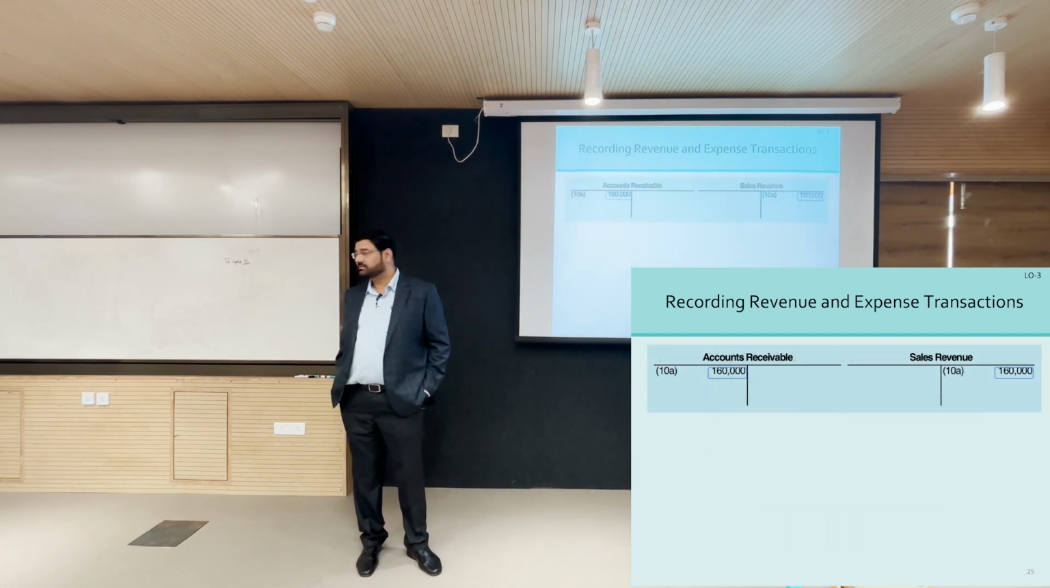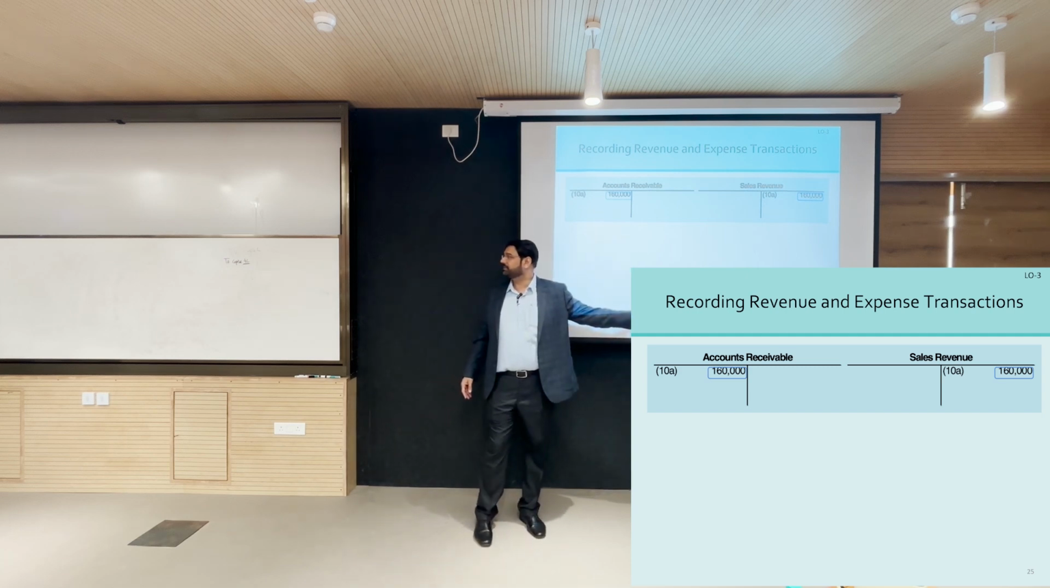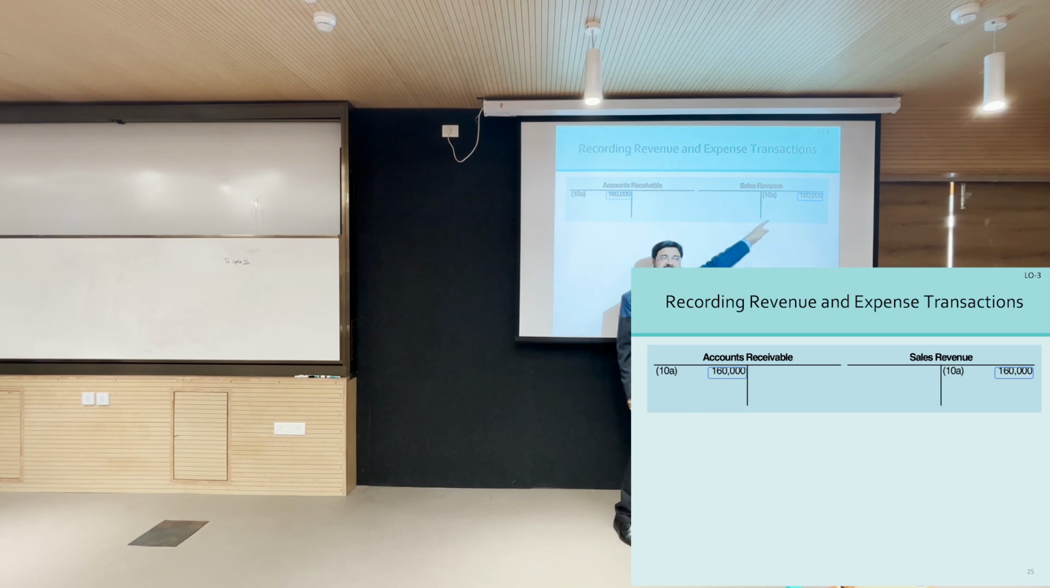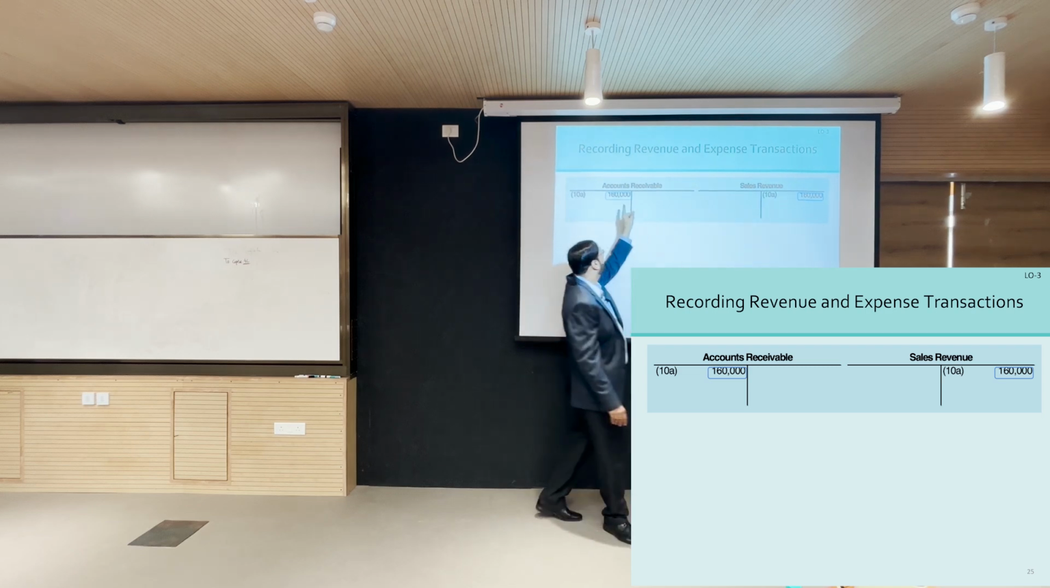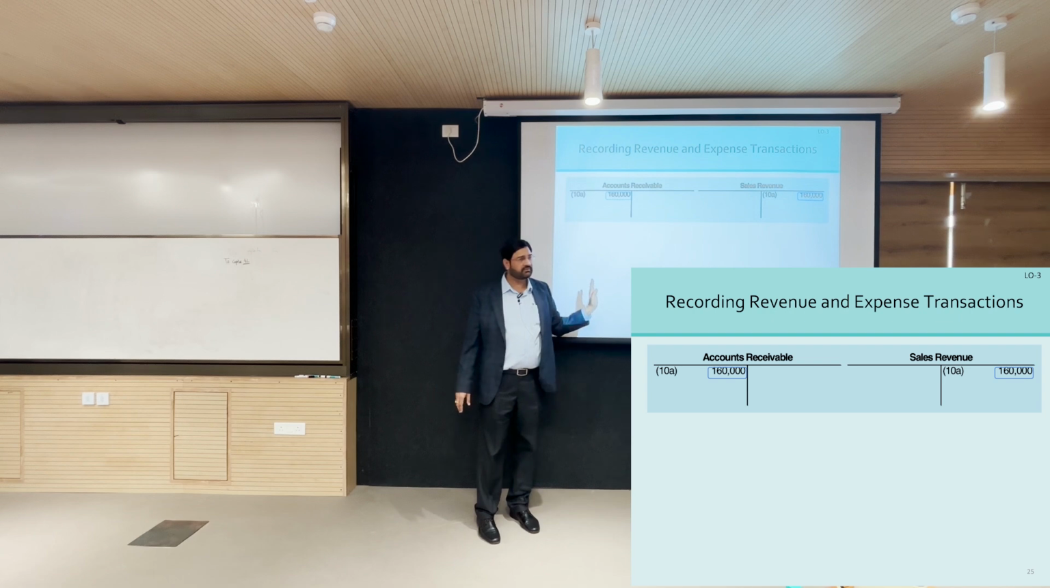Next. So using the same principle, ledger accounts, prepare the ledger accounts. Sales account is credited 1,60,000, accounts receivable is debited 1,60,000, right?